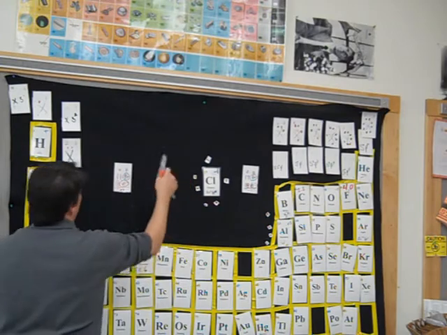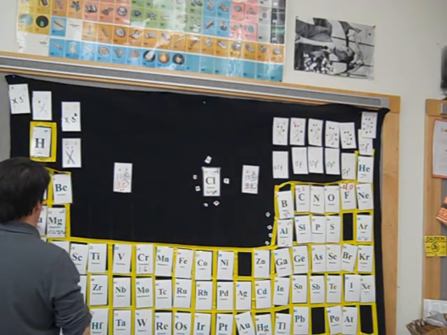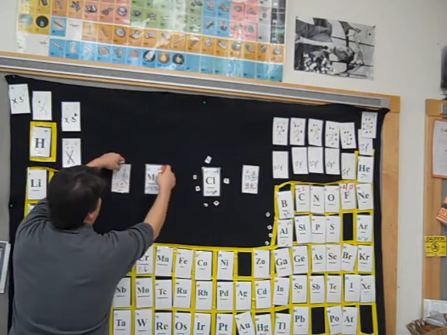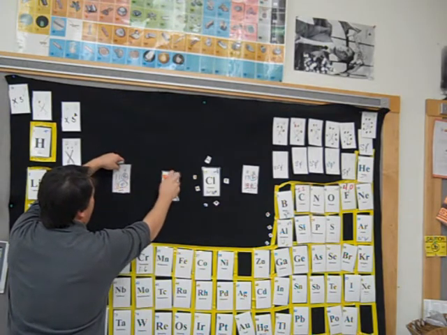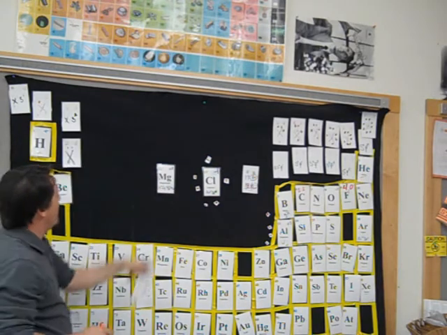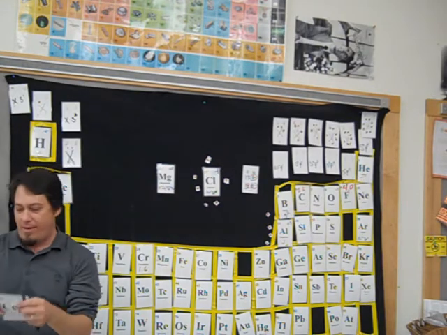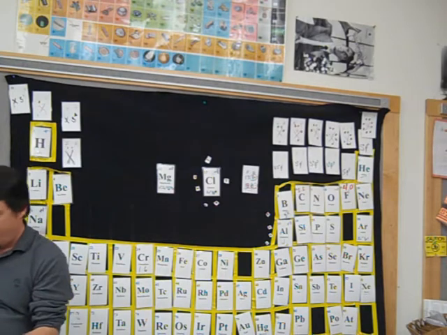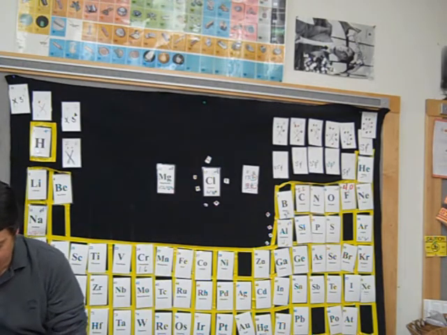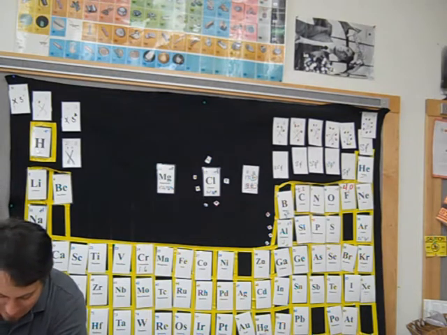But what if we were to talk about somebody like magnesium? Okay, so here's magnesium, okay? And magnesium is going to make a +2 ion. Why is magnesium going to make a +2 ion? Because it loses 2 electrons, yes. It loses 2 electrons, not a trick question.